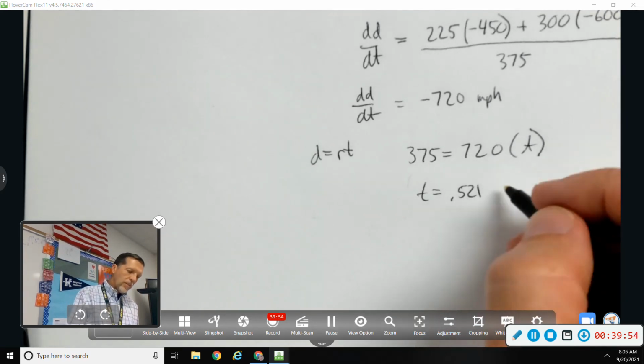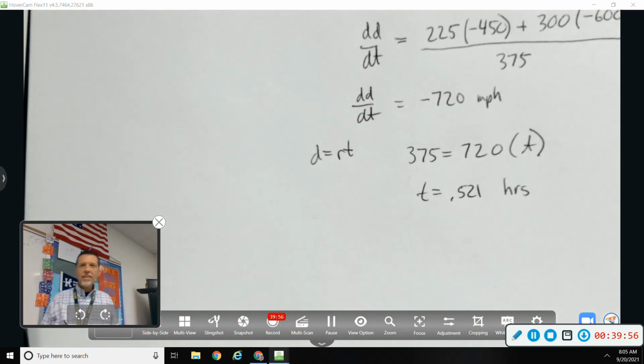So 0.521 hours. So 0.5 sounds like not much time, but we're in hours, so half an hour. So urgent, but not deadly yet. He has time to make a correction.